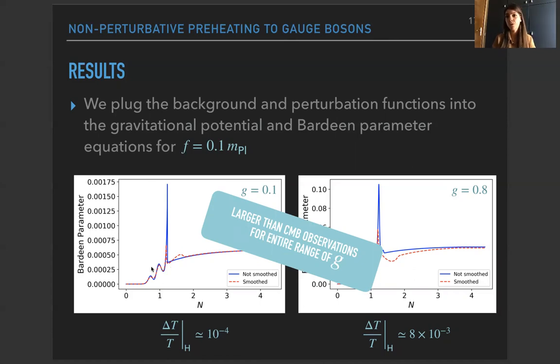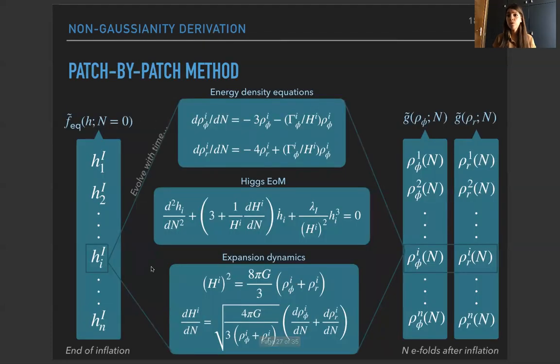So our choice of ignoring back reaction of gauge bosons to the inflaton field is actually quite reasonable. Now, since we have excluded resonant decays, we can move back to perturbative decays and actually try to calculate the non-Gaussianity. And for that, we use a method we call patch by patch.